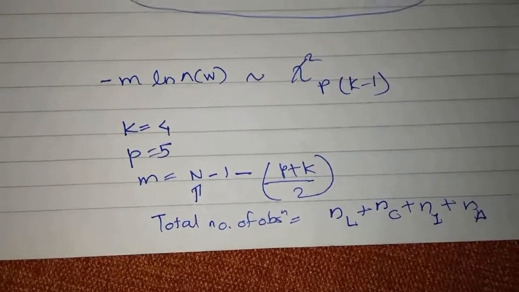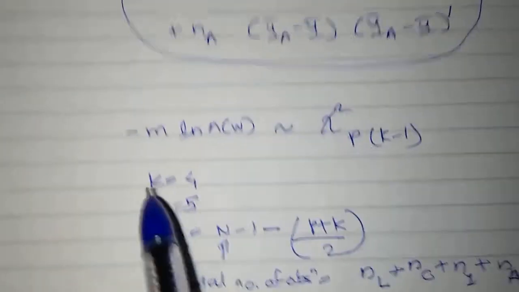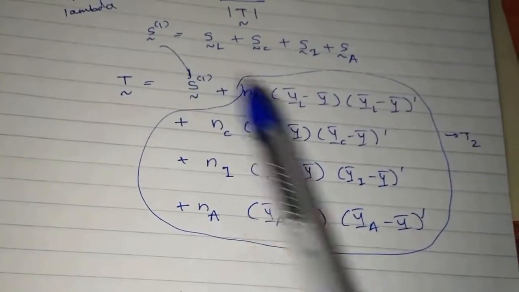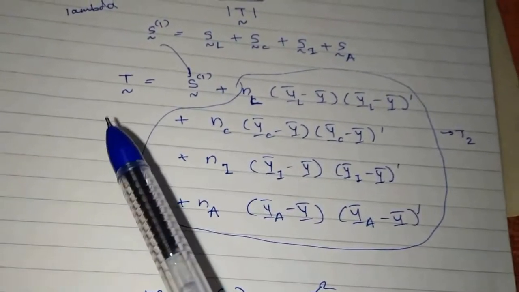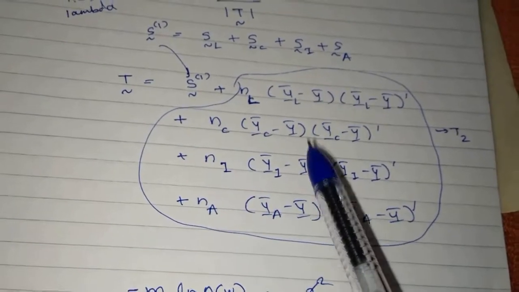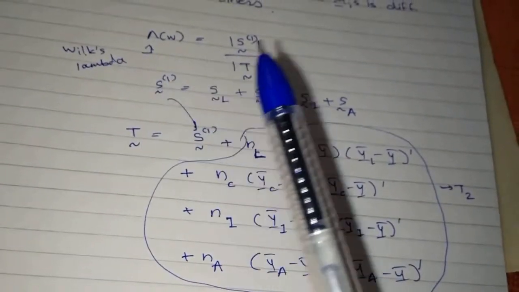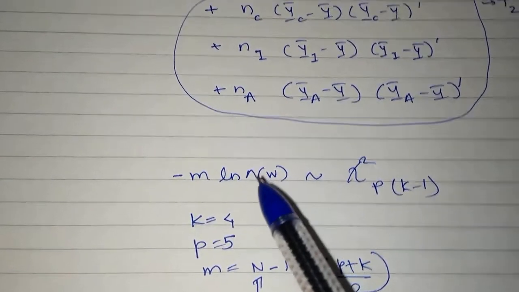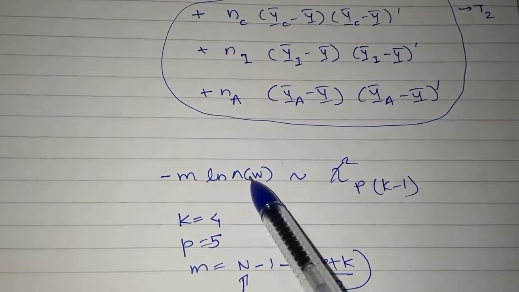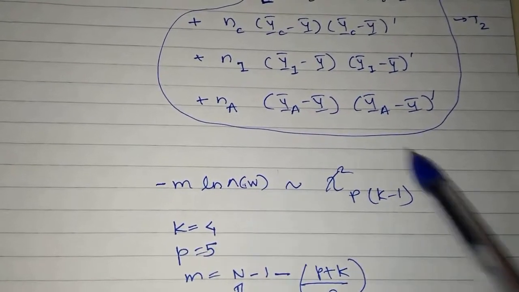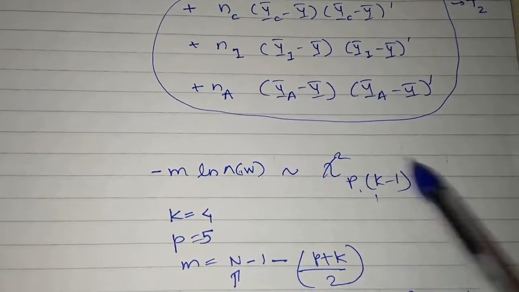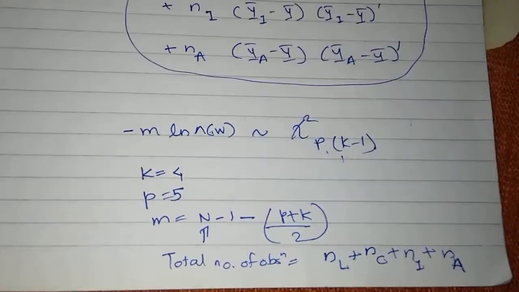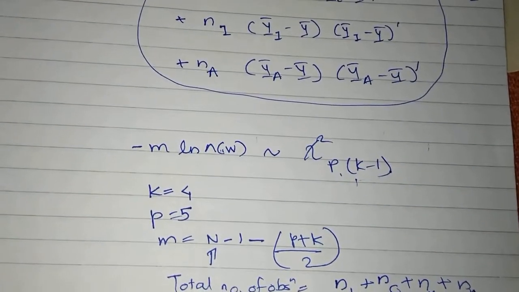Is it okay? So once I have this formula, first I can compute S, then I can compute this second term T2, then I'll get T as S1 plus T2, then I'll compute lambda W as the ratio of the two determinants, then minus m ln lambda would be my calculated value of the test statistic. I would compare it with the quantile of this chi-square with p into k minus 1 degrees of freedom. Is it okay? So let us now go to R and do these calculations.